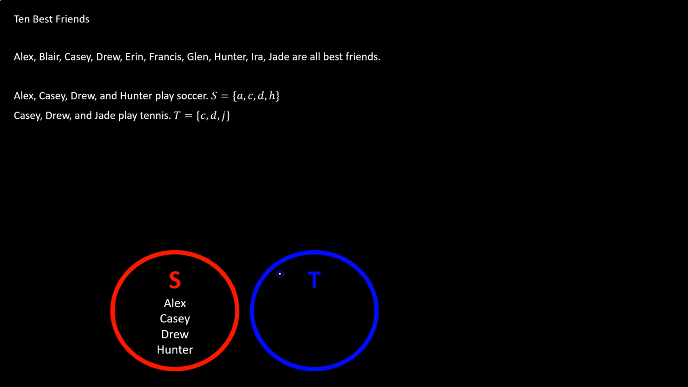But if we happen to find out that Casey, Drew, and Jade play tennis, then maybe we want to represent the group of friends who like to play tennis. So we'll draw a circle, label it T for tennis, and we'll place Casey, Drew, and Jade in there.